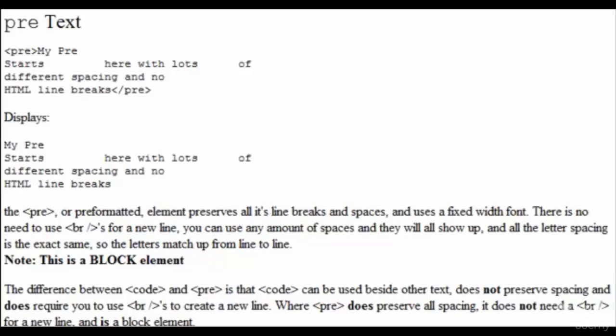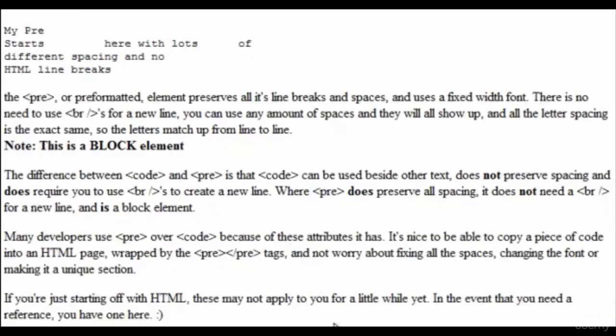Now I just want to quickly go over some of the differences between code and pre-formatted. Code can be used beside other text. Like I said, it's not a block element, but it does not preserve spacing, and it does require you to use BR tags. Whereas pre-formatted text does preserve all spacing, and it does not need a line break tag. To create a new line using pre-formatted text, simply make a new line. Many developers use pre-formatted text over code because of these attributes it has.